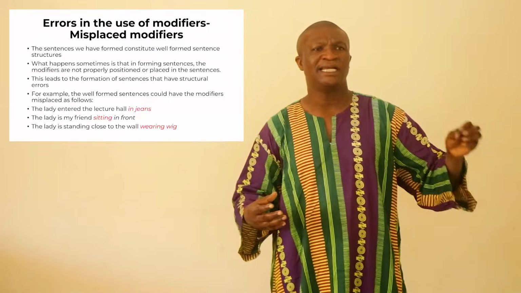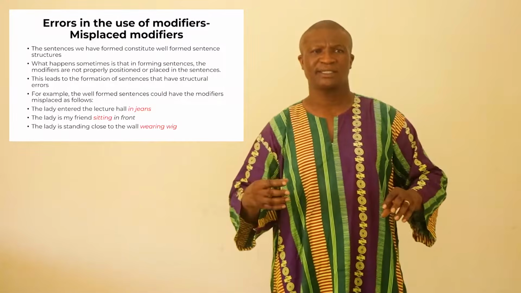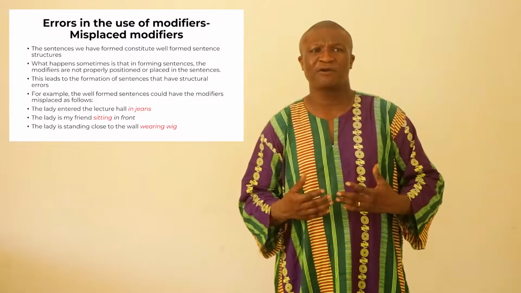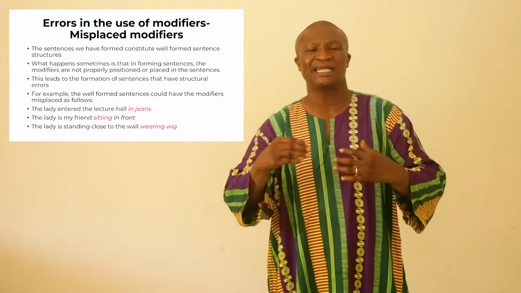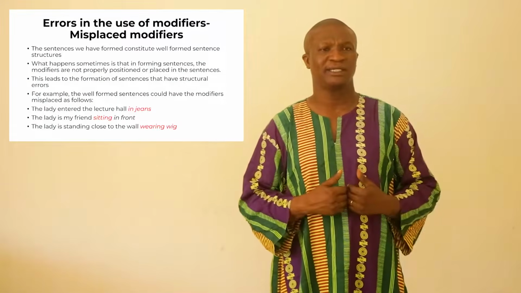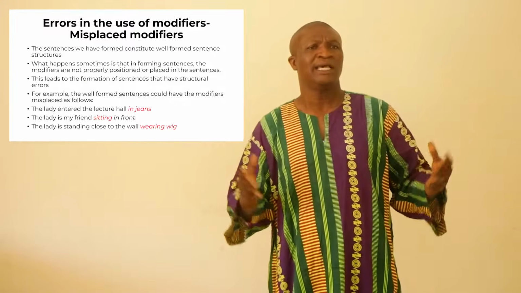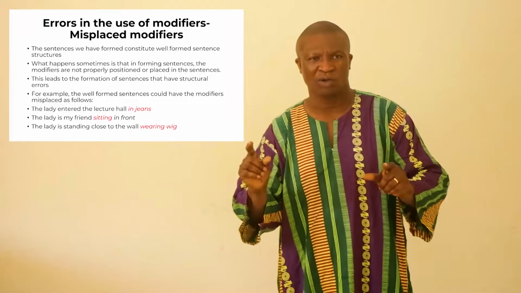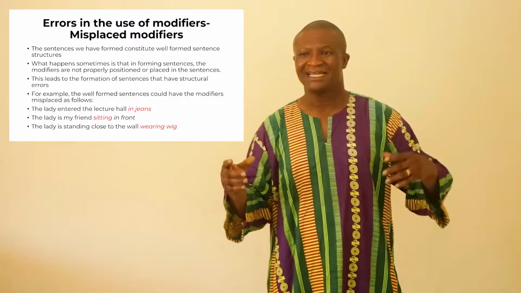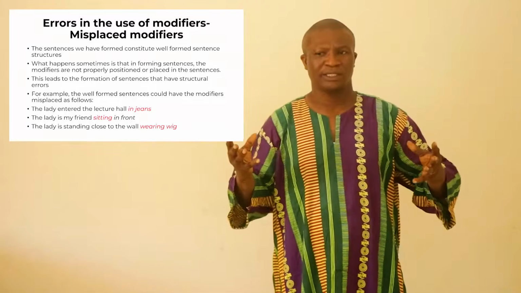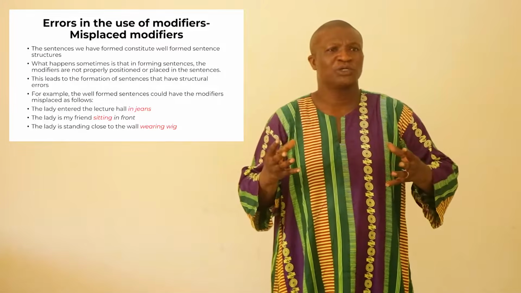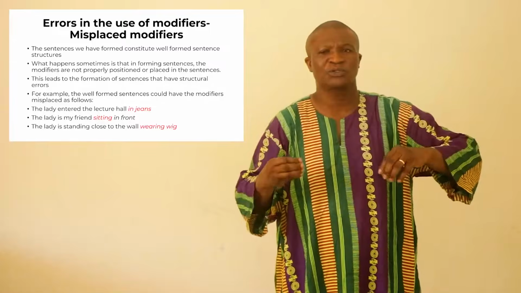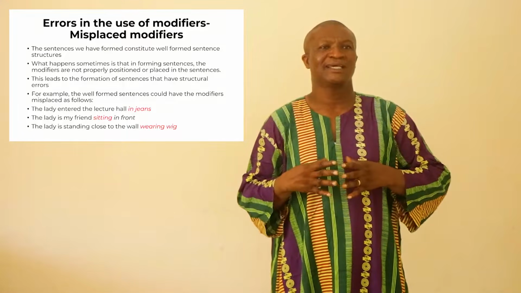The next example, the lady is my friend sitting in front. It should rather be the lady sitting in front is my friend. So this sentence is awkward. Now the third one, look at the lady standing close to the wall wearing wig. The wall cannot be wearing wig. So that modifier is misplaced. It should rather be the lady wearing wig is standing close to the wall. Do you get it? Great.